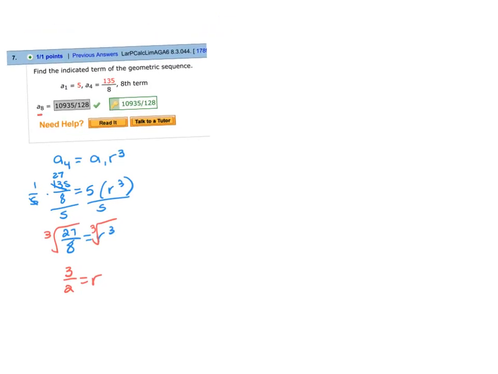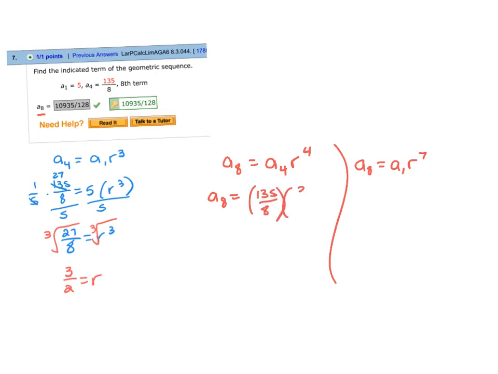So to find the 8th term, I could do a sub 8 on the left. I could do a sub 1, or I could do a sub 4. R would have to be to the 4th, or if I did a8, a1, it'd be r to the 7th. Either way, you can plug it in. A8 would be a4, which was 135 over 8, times 3 halves to the 4th.